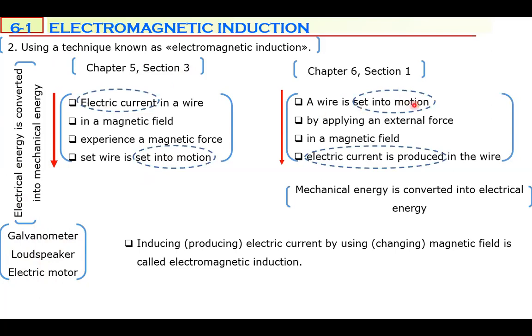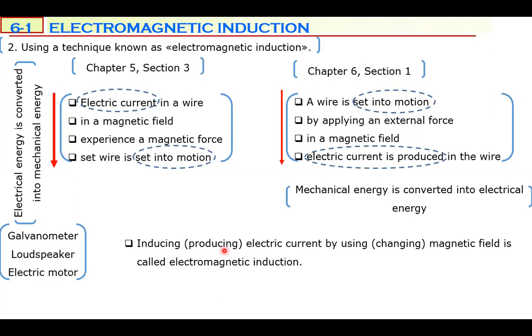We will set it how? By pulling. We will pull a wire inside an external magnetic field, of course by applying some force, in a magnetic field. And we will observe that this wire produces electrical current. So here's chapter 6, section 1. We will convert mechanical energy to electrical energy. It is the opposite process of chapter 5, section 3. So mechanical energy will be converted to electrical energy by pulling a wire inside a magnetic field.